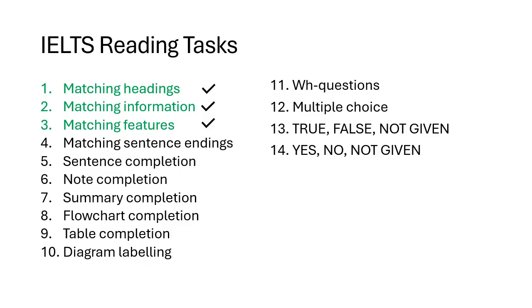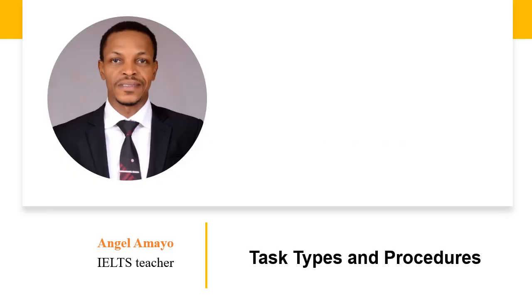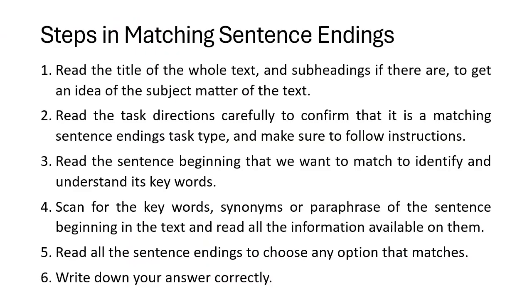IELTS reading has a total of 14 task types for both its academic and general training modules. The procedures for completing the tasks in both modules are the same. In my previous videos, I demonstrated the procedures for tackling matching features, matching information, and matching headings. In this video, I'm going to show you the correct procedure to locate your answers in another task type called matching sentence endings. There are 6 steps you can take to complete each task in matching sentence endings.